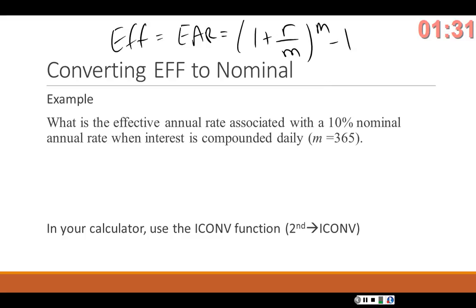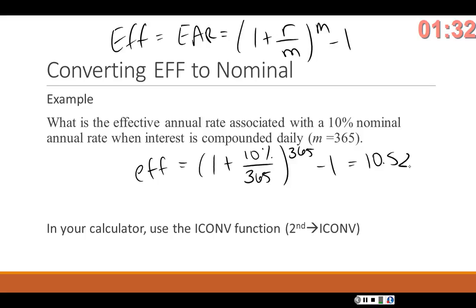So if you were putting this into your calculator using the equation, the EFF would be equal to 1 plus the stated rate, 10%, divided by the number of compounding periods per year, 365, raised to 365, minus 1. And you would get 10.52.